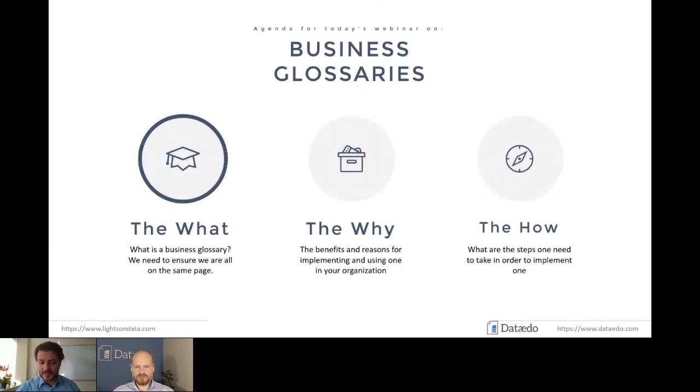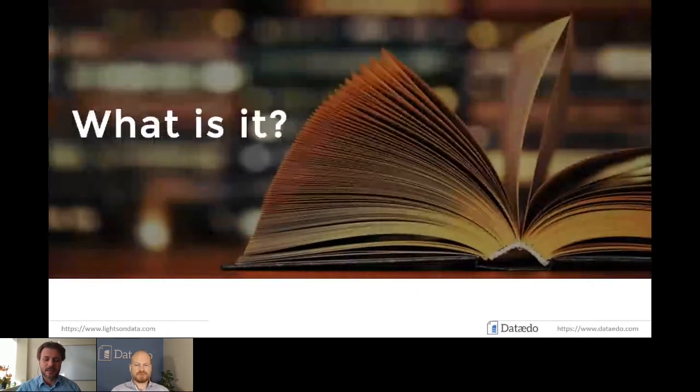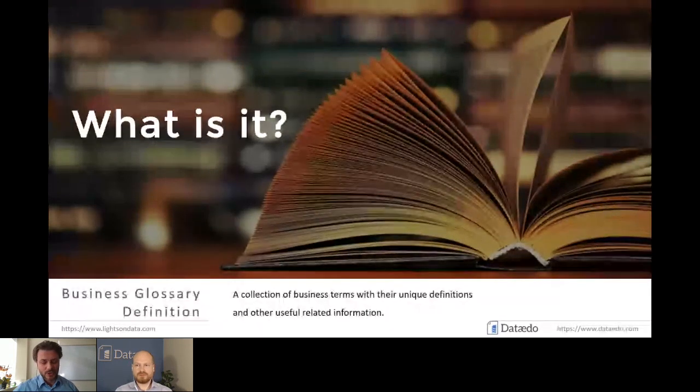So first, let's really see what it is, because we need to ensure that we are all on the same page. There are quite a few definitions out there, and maybe a little bit of confusion about what a business glossary is. This is the definition that I like the most: it's a collection of business terms with their unique definitions and other useful related information. And there are three keywords here: business, unique, and information.